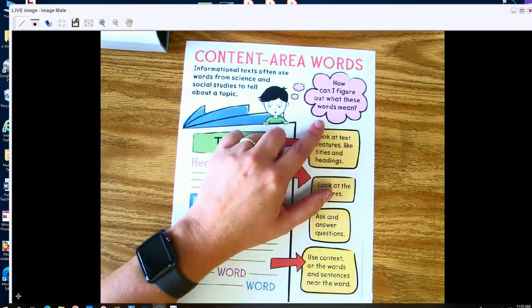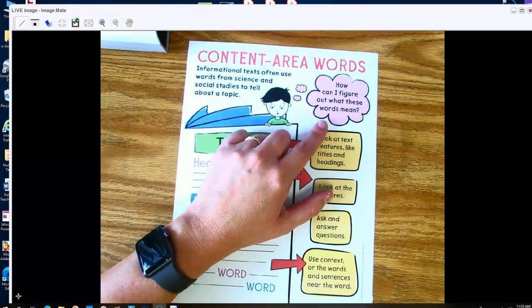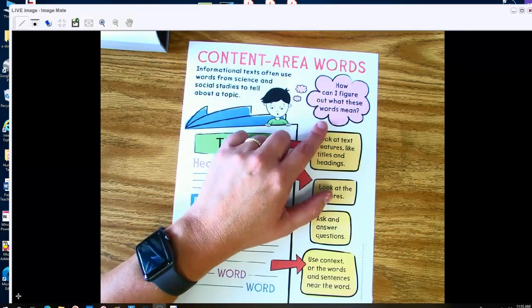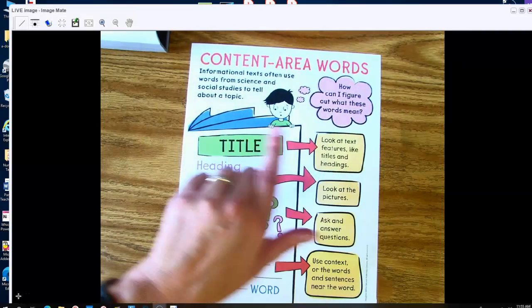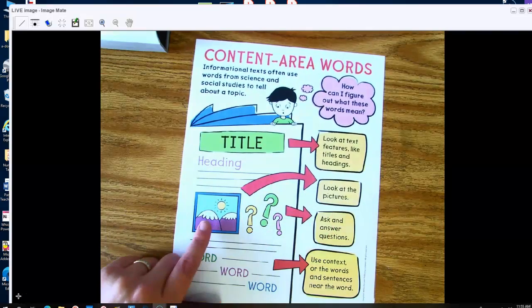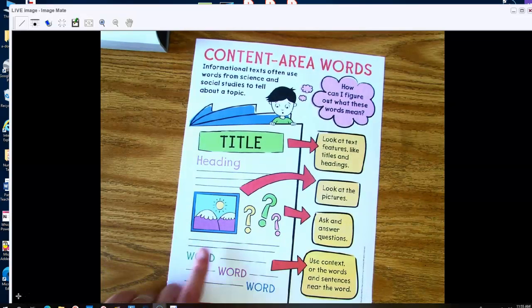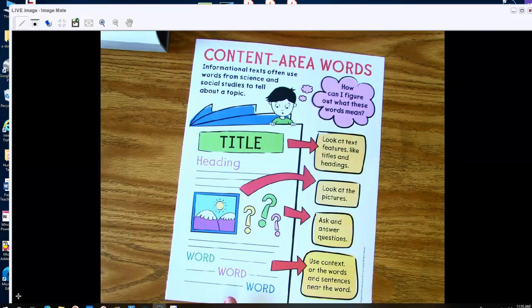So how can I figure out what these words mean? If you get to a word in a book that's about science or social studies, how do you know what they mean? Well, you can look at text features like a title and a heading. You can look at the pictures to give you clues. You can ask and answer questions. Or you can use the words around the sentence to help you figure it out. Or you can look in a dictionary if you're not sure what the word means. Okay? So we have several words that I told you about already here.